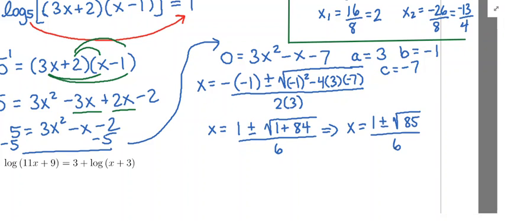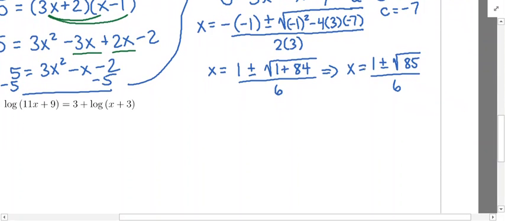Now although this is a pretty complicated looking answer, you do have to check your solutions in the original equation. So let's do that. Notice the quadratic formula is going to give us two potential solutions: one by picking the plus in the middle, one by picking the minus. So the first potential solution, by picking the plus, is 1 plus the square root of 85 over 6.